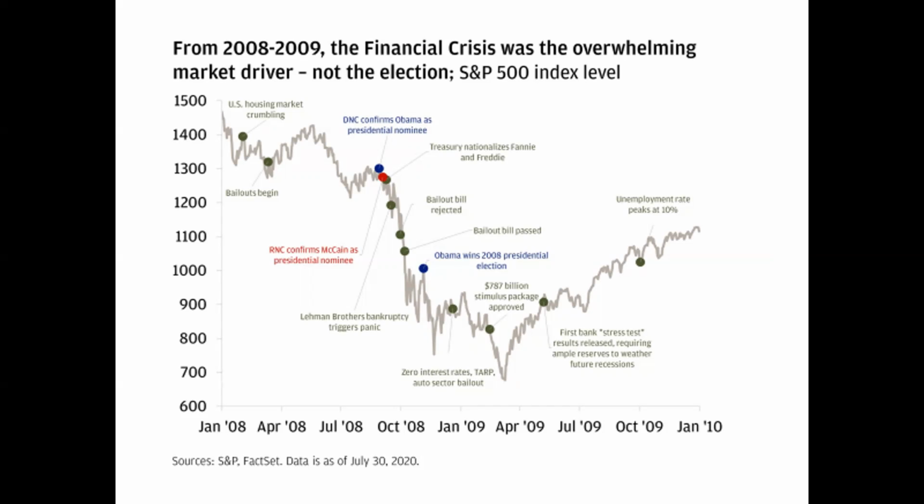Note how many data points are on the chart, and only 3 of them, here in blue, red, and blue, are related to the election. And these are the nominations for the president as well as the presidential election where Obama won the 2008 election. The rest have to do with bailouts, the housing market, bankruptcies, and then starting to recover even with high unemployment rates. So these factors are really what drove it and not the election.